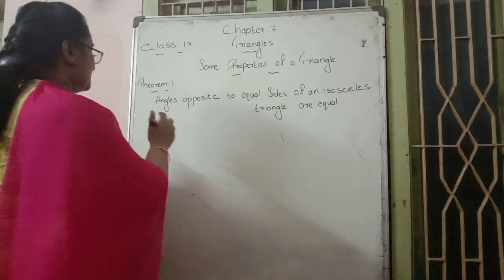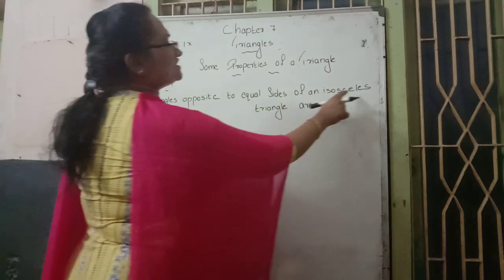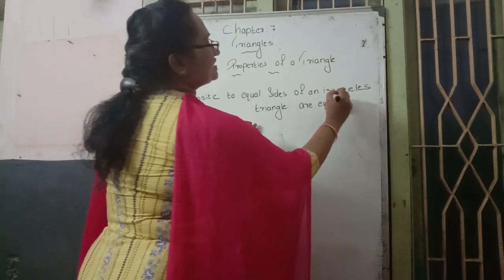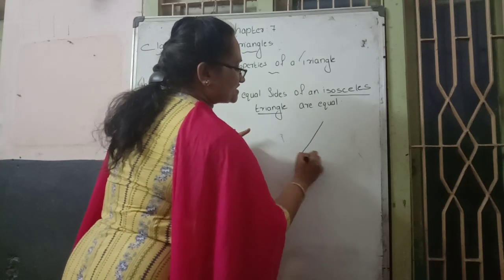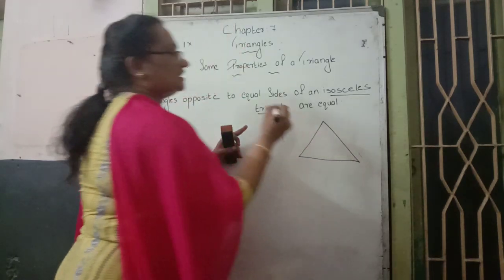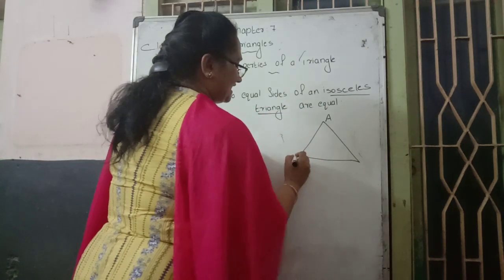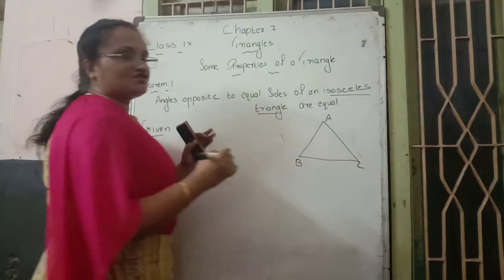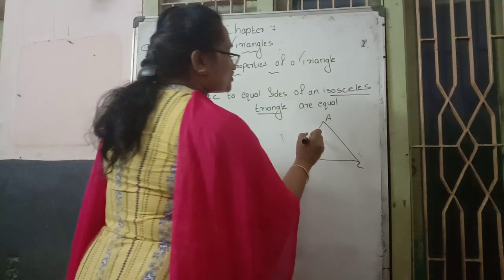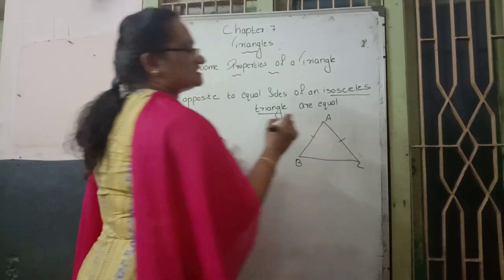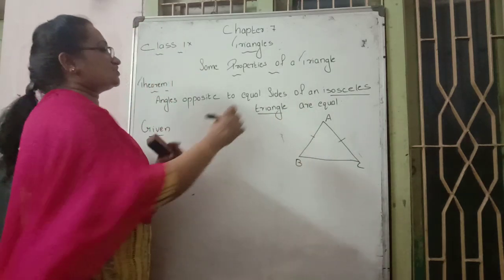How to prove this one? First, the given case. See what they are saying, which type of triangle it is. They mentioned that it is an isosceles triangle, so we can draw an isosceles triangle. The name is not mentioned, so we keep the name as A, B, C. The specialty of an isosceles triangle is that any 2 sides are equal. So we can say AB side and AC side are equal sides, so ABC is an isosceles triangle.